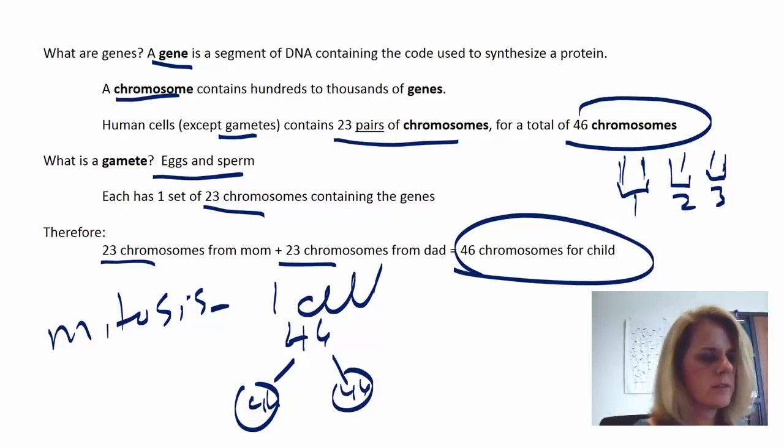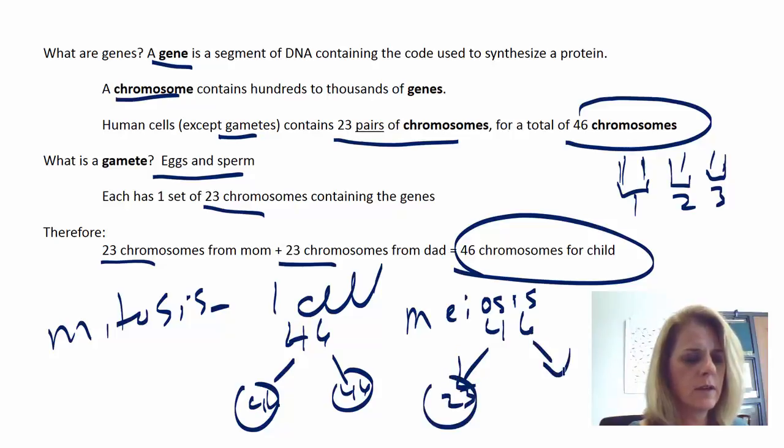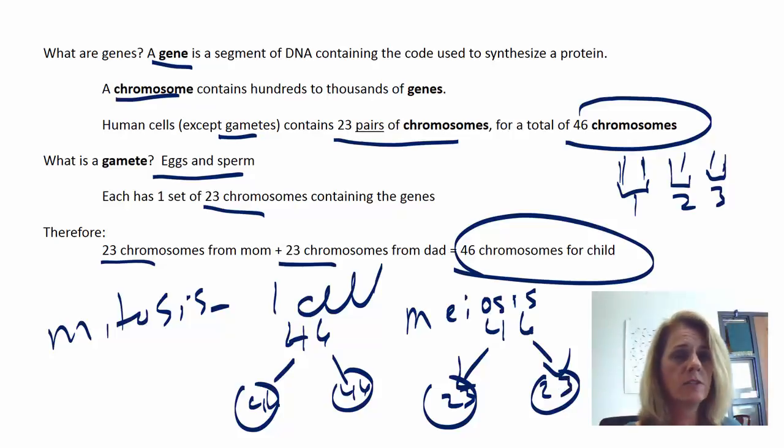There's another process called meiosis, and this is how your gametes are made. The beginning cells that become sperm and egg start out with 46, but when they divide, you get cells that only have 23 in them. Again, we'll do more details later on how that works. But by having these cells with 23 chromosomes, you put them together, you get 46, and now your child has the correct number of chromosomes.